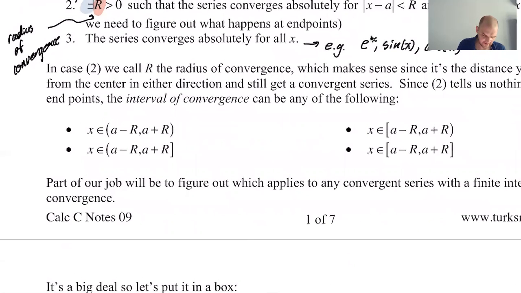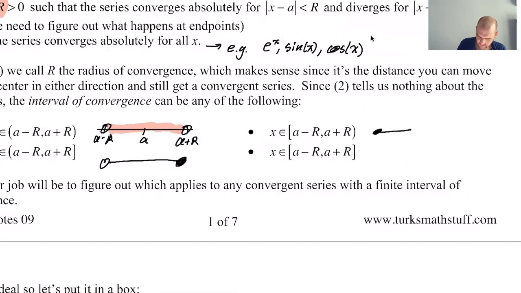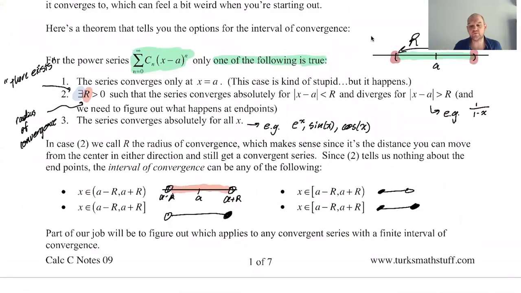So you can get any of these. This would look like a, so a plus r is going to be an open circle, and a minus r is going to be an open circle, and anything in between is good. You get this, or you could get this, or you could get this. And we need to figure out how to do that. But this is a big overview.